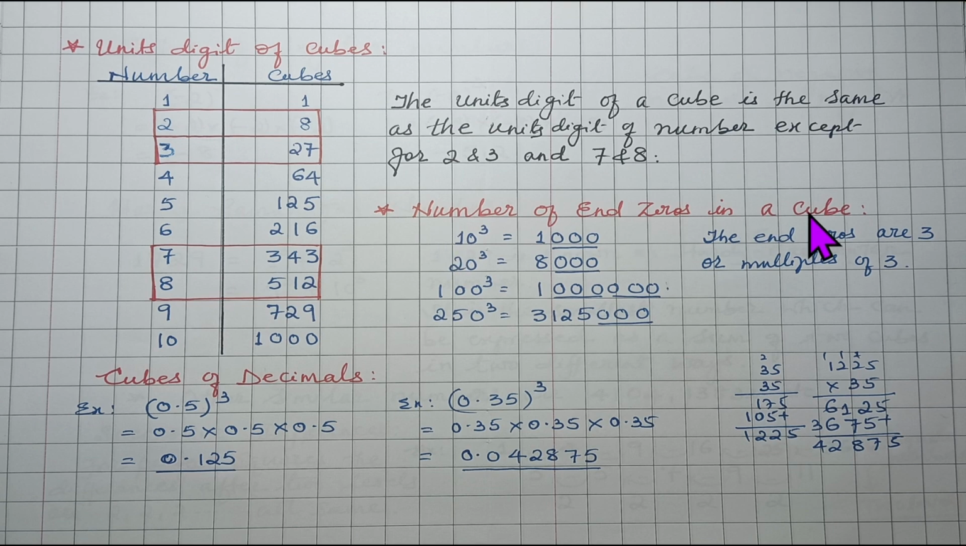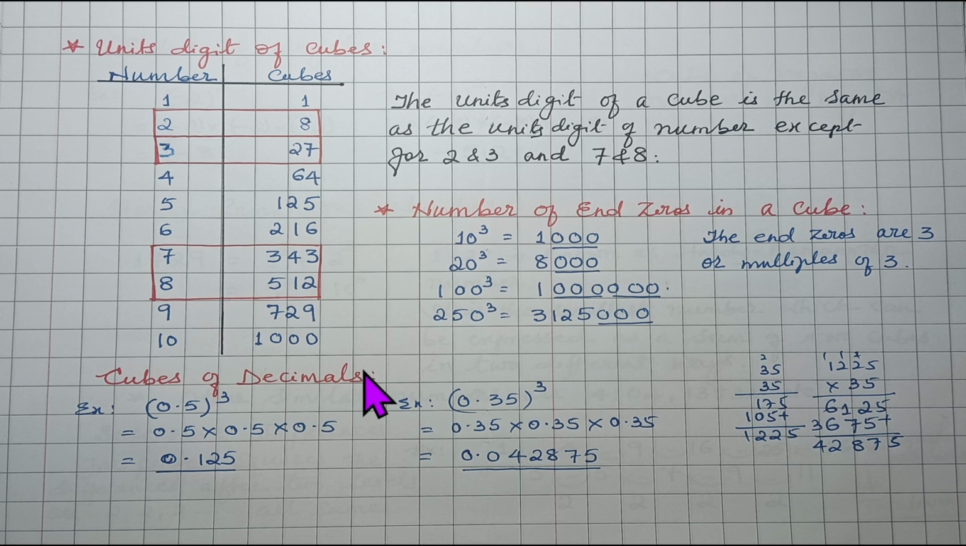Now, number of zeros in a cube. If you see here, there is only 1 zero here. In a cube, there will be 3 zeros. There is 1 zero here, there will be 3 zeros. If there are 2 zeros, there will be 6 zeros. That means 2 zeros, 2 into 3, 6 zeros. If it is 1 zero here, again 3 zeros. So therefore, the number of zeros in a cube is 3 or multiples of 3. So that is what you have to remember.